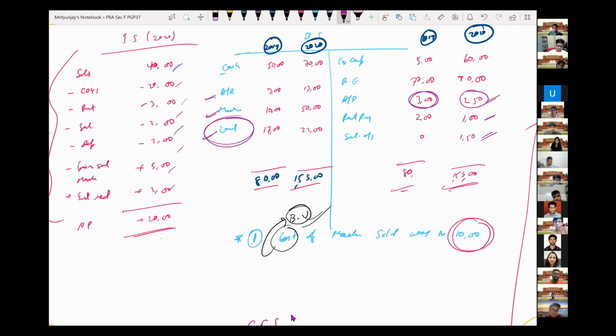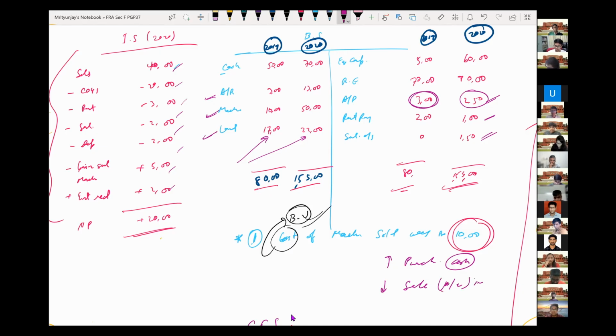So I went to land and I checked that I started with 17 lakh of land and I ended at 22 lakh rupees of land. What must have happened? So the default assumption is that if there is no information provided, any increase is a purchase, and purchase in cash, and if there is any reduction, it is a sale, and if there is no profit and loss given, then sale at no profit, no loss. And in cash, of course, in cash.